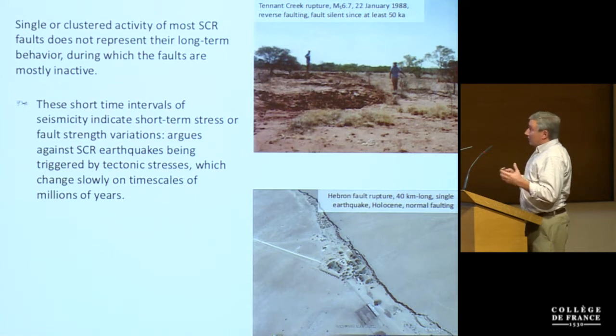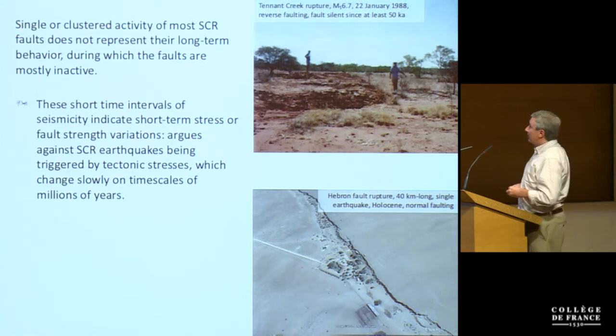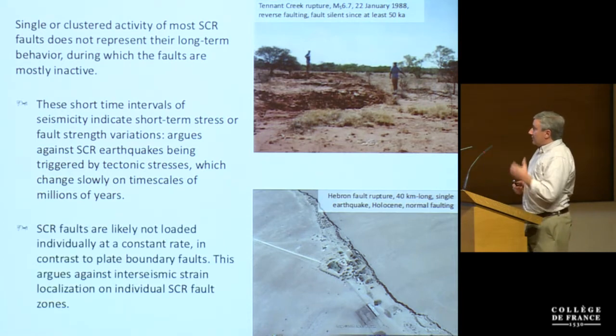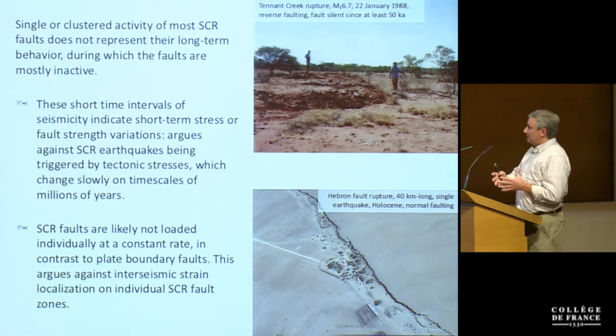that there are short-term stress or fault strength variations, and this is a hint, perhaps, that SCR earthquakes are not a direct result of tectonic stress accumulation. Otherwise, they would occur on a much more regular basis, since tectonic stresses change very slowly on a scale of millions of years. And it's also a hint, not a proof, of course, that faults in continental interiors are not loaded individually at a constant rate, in contrast to what we think happens at plate boundary faults.